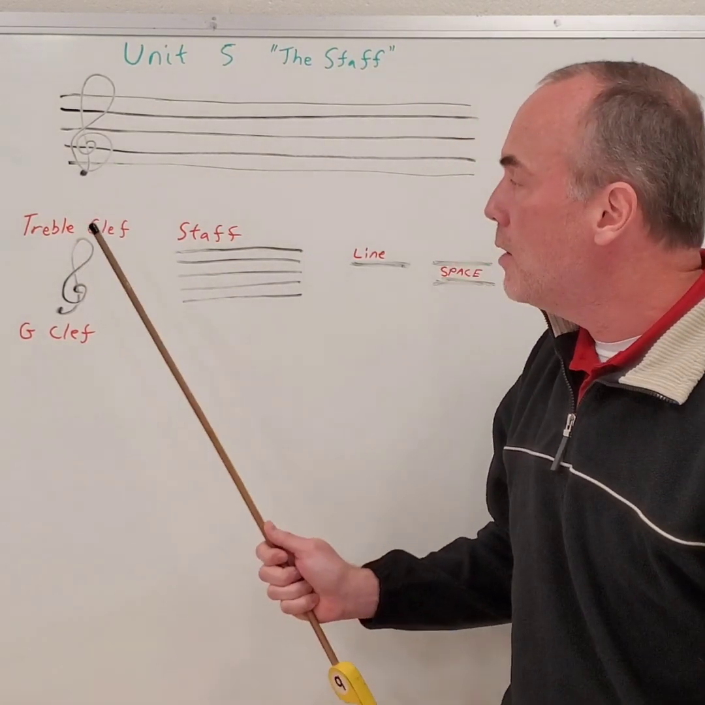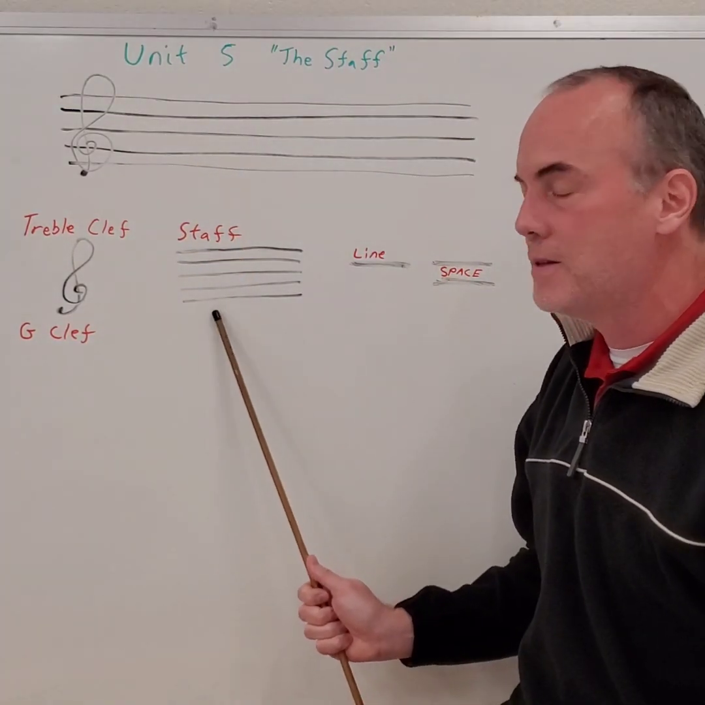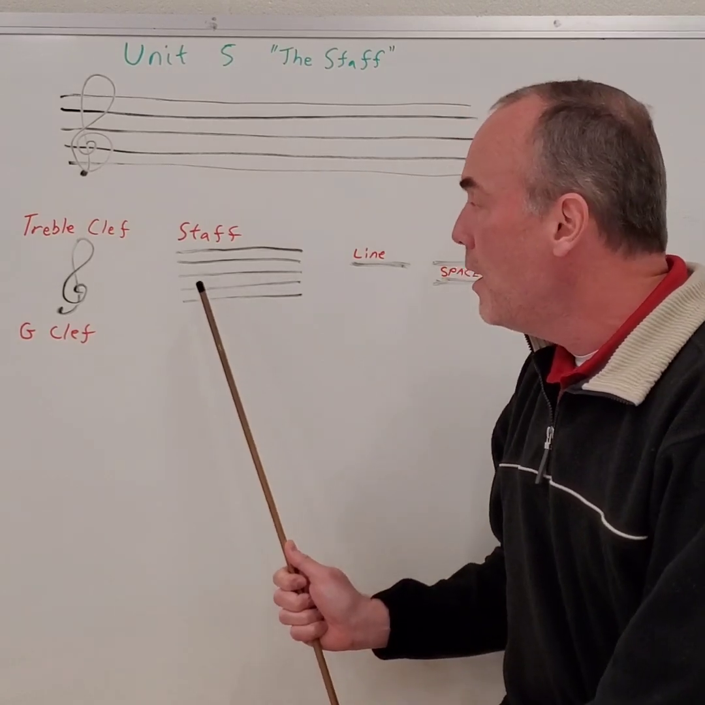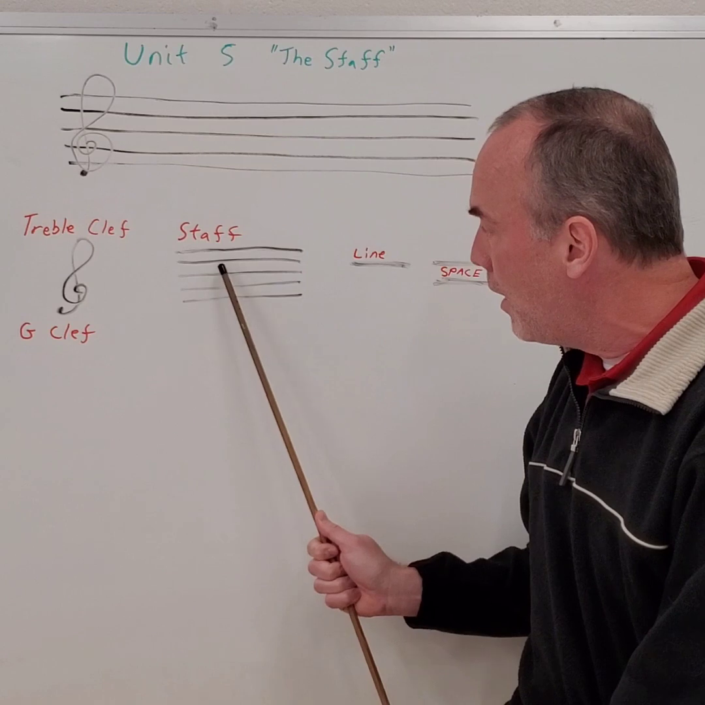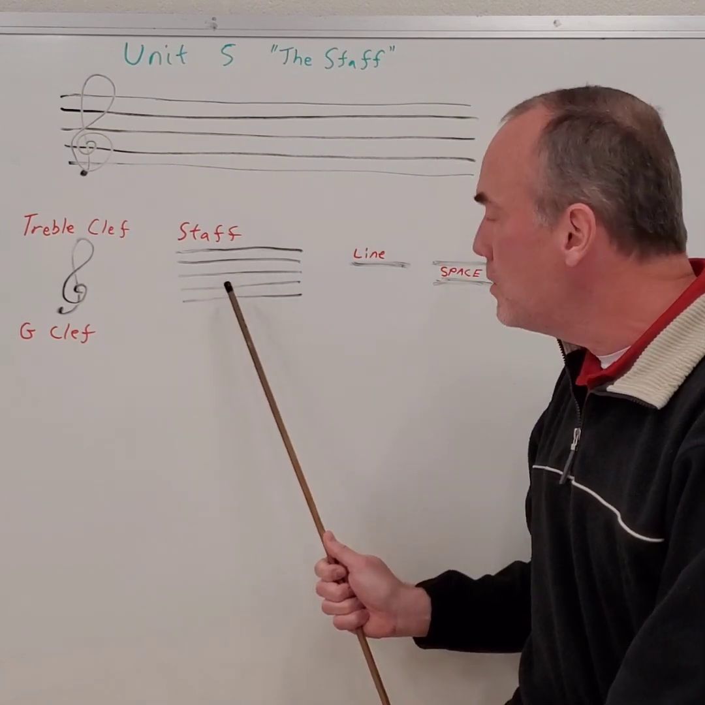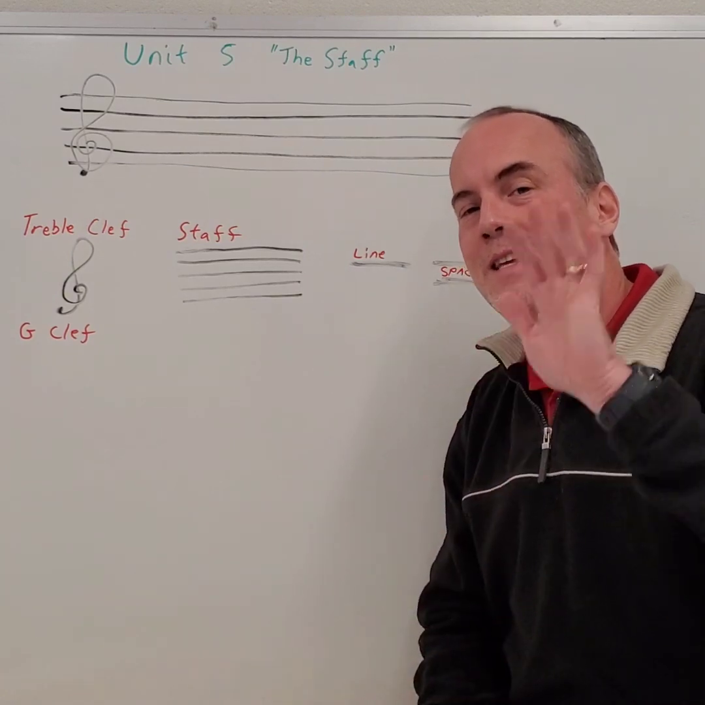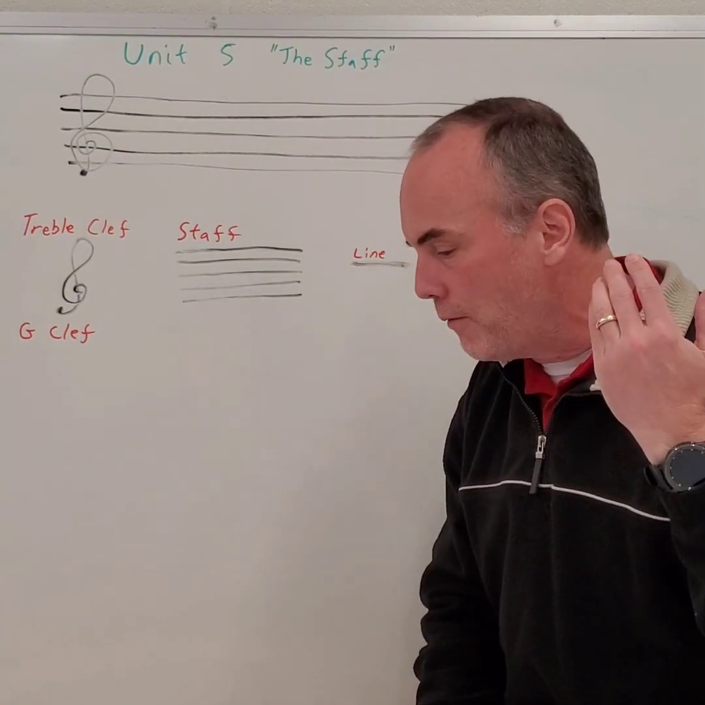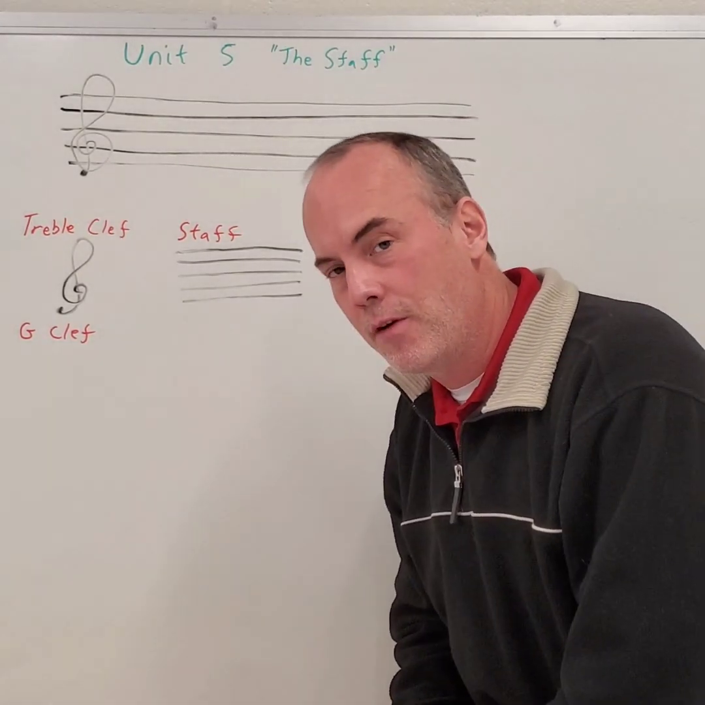All right, so the first thing that we want to talk about is the 5 lines and the 4 spaces. It's actually right here. It's the second thing, but it's the first thing we talk about. In order to have a staff, you must have 5 lines, and in between those lines, there are going to be 4 spaces, okay? So when you see 5 lines, that's called a staff. What is it called when you have 5 lines? That's right, it's called a staff, all right?